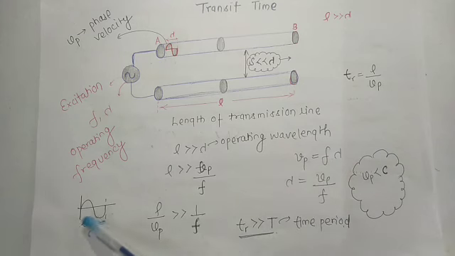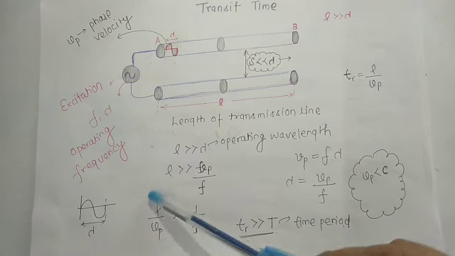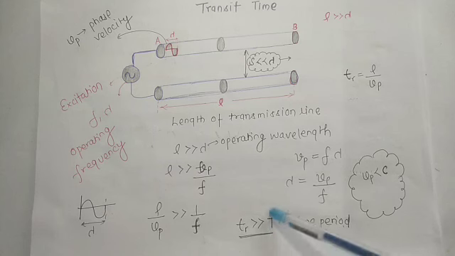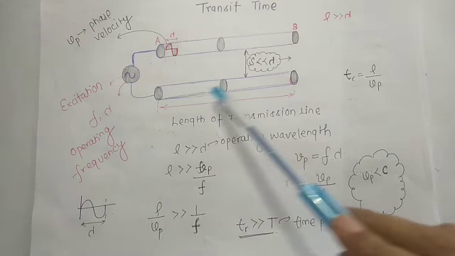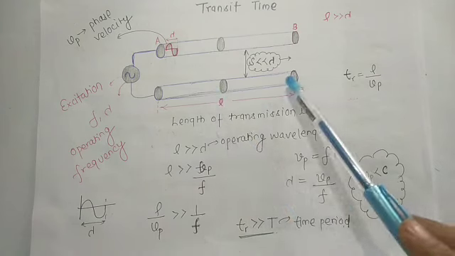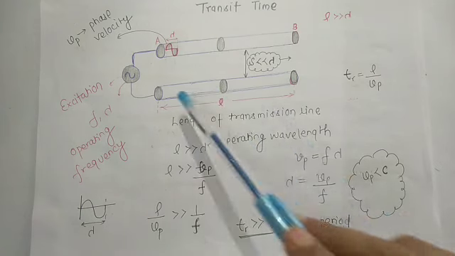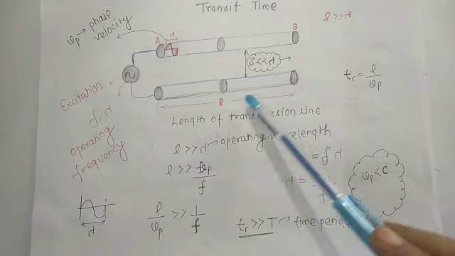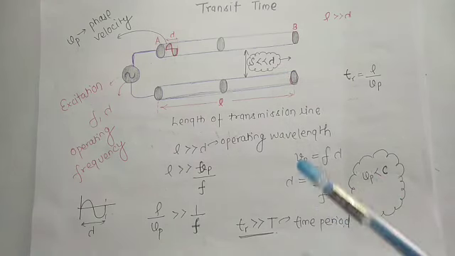This wave is periodic in nature. What is the time period? The time period is the time after which the wave repeats its shape, so 1 over f, which I write as capital T. So what is the transit time effect? Finally we can say that in the transmission line, from point A to B, the wave takes some time, and this time is the transit time.